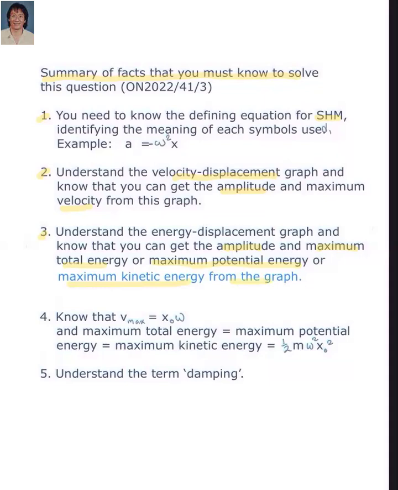Then number 4, you need to know the equation that vmax equals x0, the amplitude, times omega. And the maximum total energy is the same as the maximum potential energy, the same as the maximum kinetic energy, which equals half m omega squared x0 squared. This is the formula for the maximum kinetic energy. Then finally, you must understand the term damping.